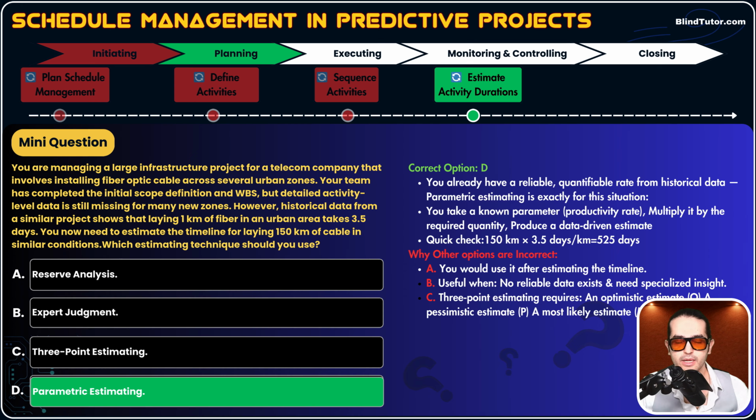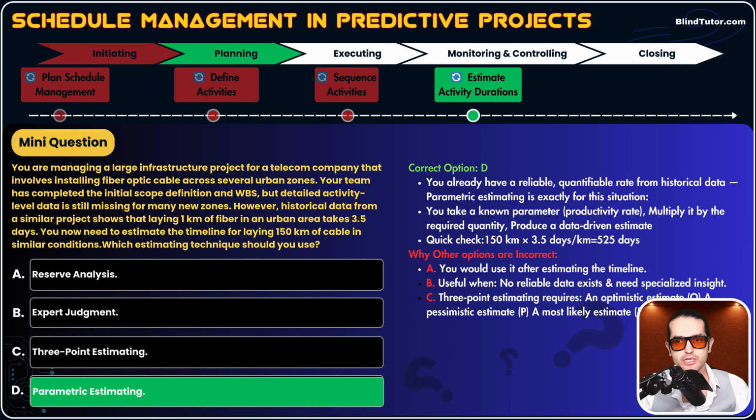Why are other options incorrect? Option A, reserve analysis. Guys, remember, reserve analysis cannot be used as the core estimation technique. We use reserve analysis after having one estimation. So you would use it after estimating the timeline, not to produce the estimation itself, because reserve analysis helps us get a more reliable, more realistic estimation by considering risks. Reserve analysis itself cannot give us the first estimation.